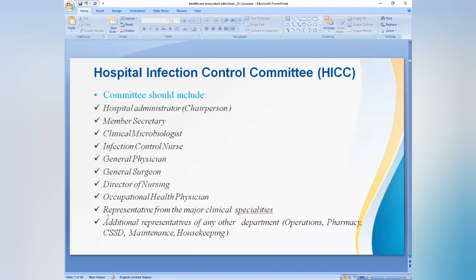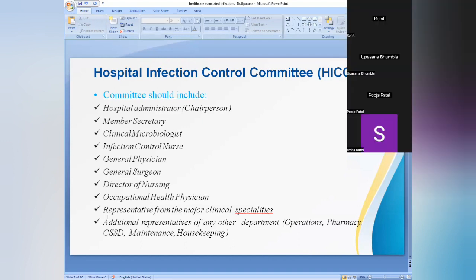Then we have the general physician, general surgeon, and director of nursing, who helps us with all the nursing matters, the infections, where they are prevalent, wherever the hotspots are. So the nursing officer or the nursing superintendent plays a vital role in forming the Hospital Infection Control Committee.